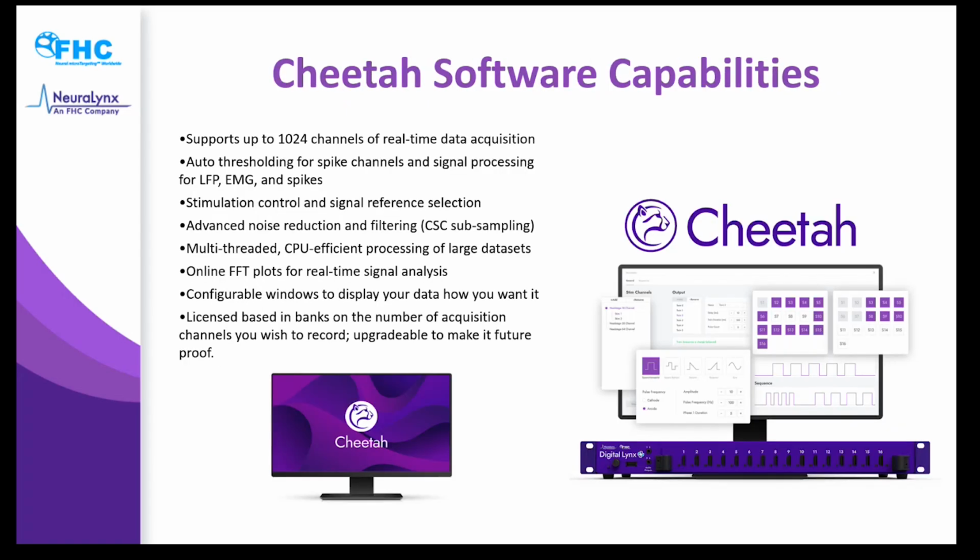Okay, so then those are pretty well the overviews of the hardware. As far as Cheetah goes, you will now be able to have the 1024 channels of real-time data acquisition. So again, doubling our current capabilities in Cheetah. Continue to have auto thresholding for spikes, signal processing for LFP, EMG, EEG, etc. We added new stimulation control, continue to have the noise reduction filtering.